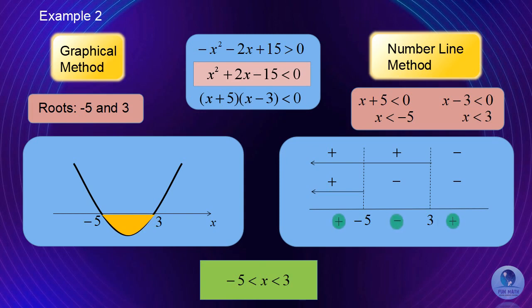Now let's look at each partition. Positive and positive will give rise to a positive sign. Positive and negative will give rise to a negative sign. Negative and negative will give rise to a positive sign.